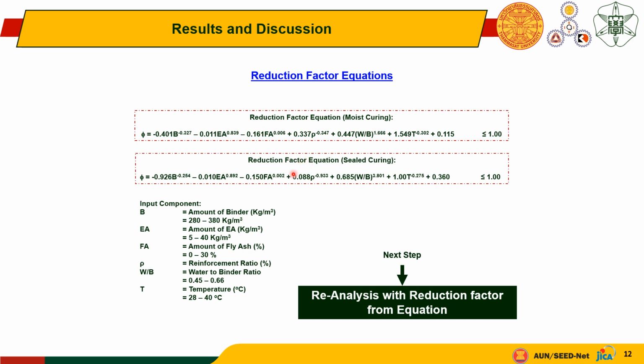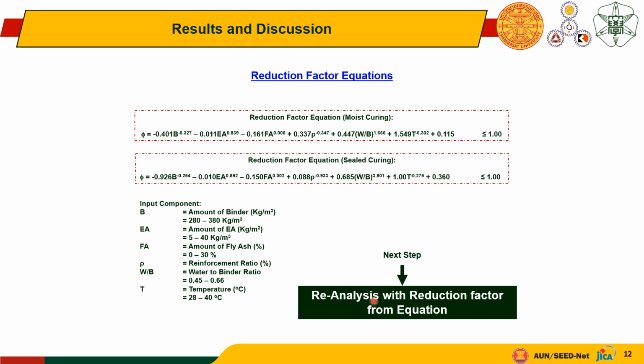In this equation, we divide the equation into two parts, based on the type of curing, as I mentioned before. We consider moist curing and seal curing. For the component inputs in this study, we consider the amount of binder, amount of EA, amount of fly ash, reinforcement ratio, water to binder ratio, and also curing temperature. In this slide, I also show the range of the amounts, for example the amount of binder we use to generate the equation.